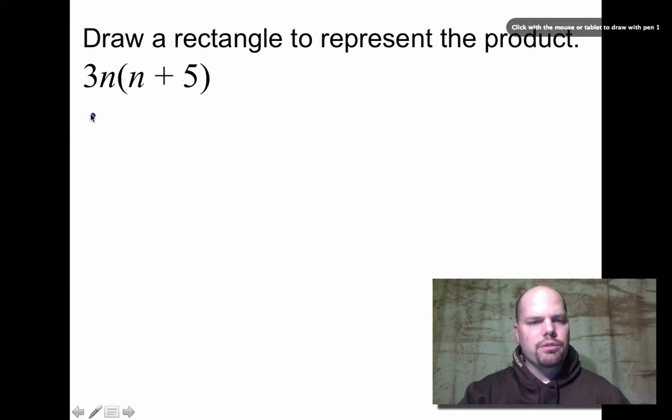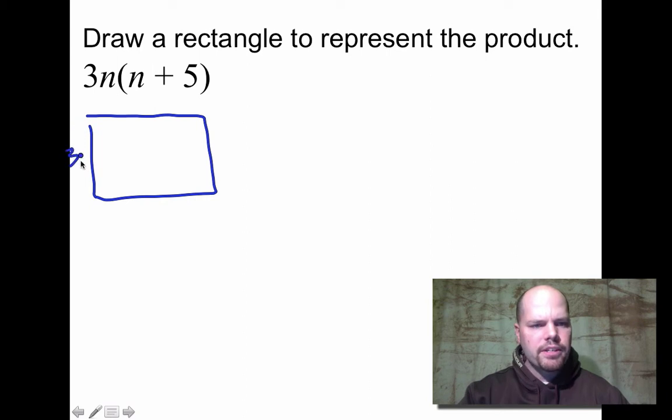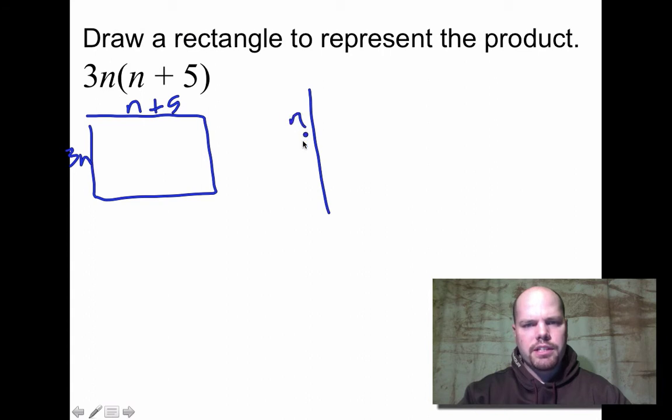So what you could do is draw a rectangle first, and just say this is 3n, and this is n plus 5. That would be a way to do it, but let's do it using the area model with algebra tiles, okay? So let's do 3n. So let's say that's n, n, and n. Let's try to make these square here, okay? Now, that would be the 3n's.